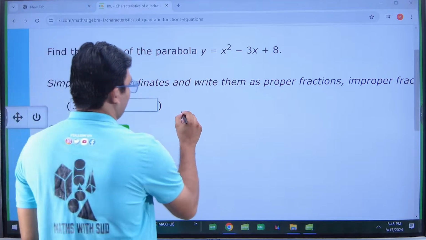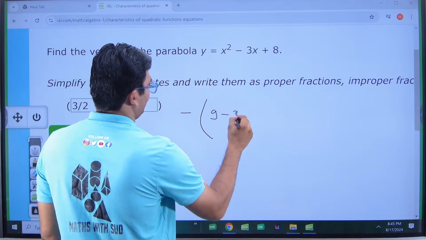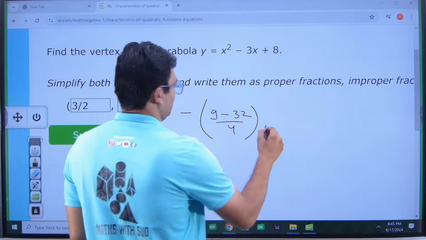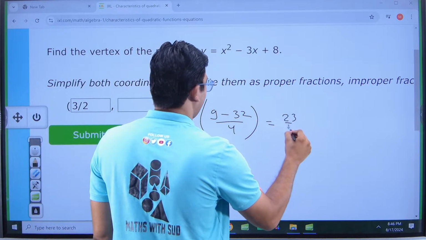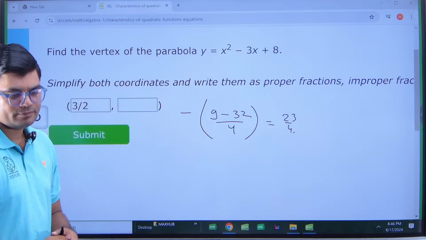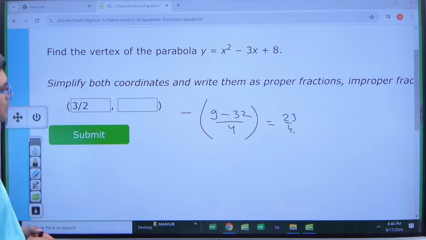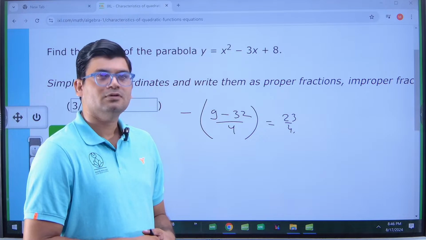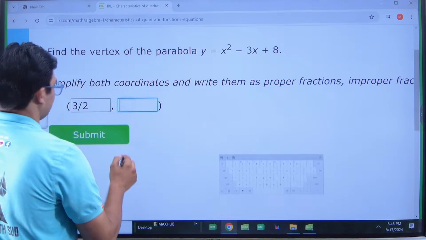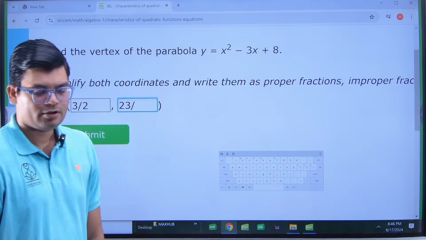So let me also find out. Minus times b square minus 4ac is going to be 9 minus 4 into 8, that is 32, divided by 4. 9 minus 32 by 4. Yes, sir. So it is going to be 23 by 4, right? Sir, isn't it minus 23? Oh, never mind, sir. Minus gets cancelled. 23 by 4. Most of the times we are getting only positive values. Till now we haven't got any. So 23 by 4 only?